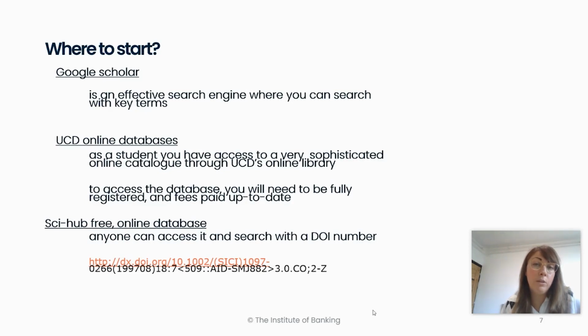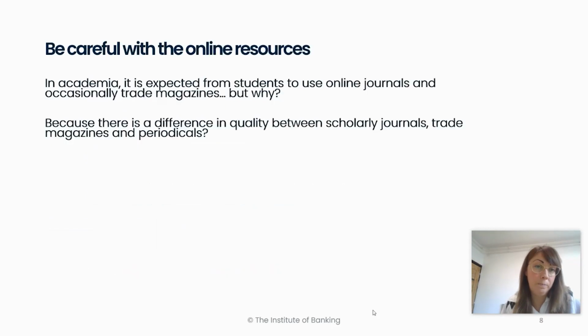I gave you an example of a DOI number. But again, you need to have a DOI number and you need to know what particular article you're looking for. So you can start with Google Scholar and then move on to the UCD online databases. And if you're looking for a particular article, you can find it also on Sci-Hub.